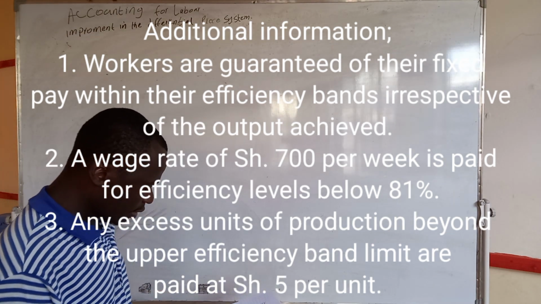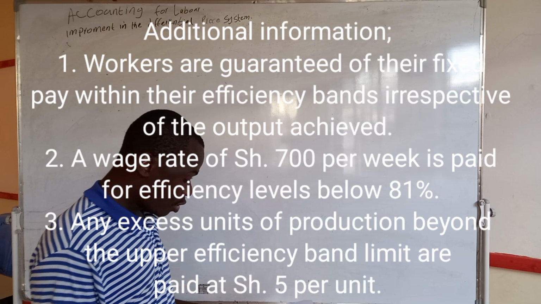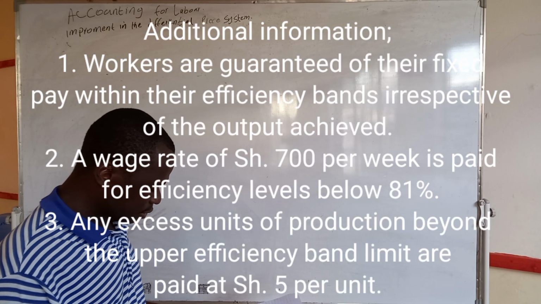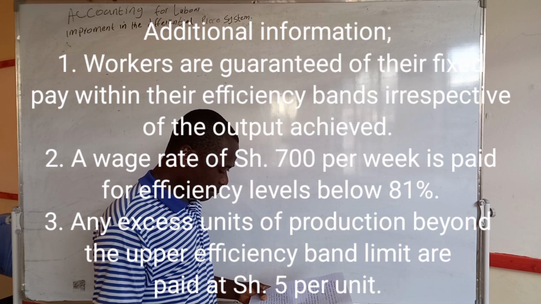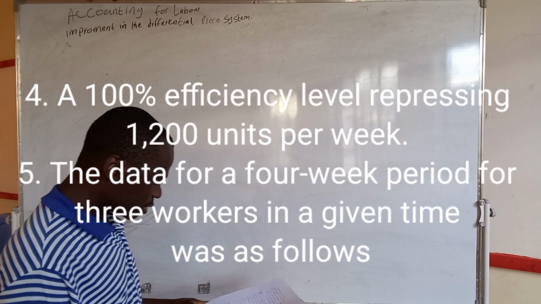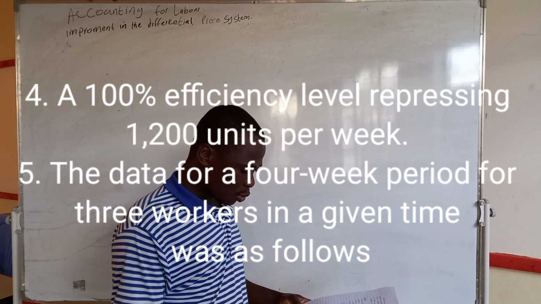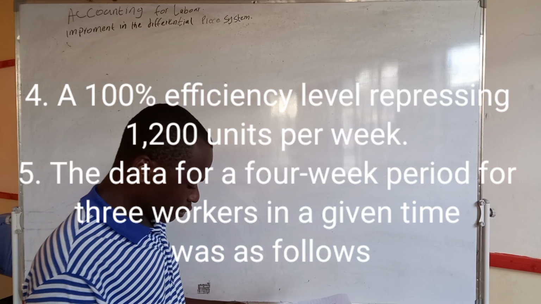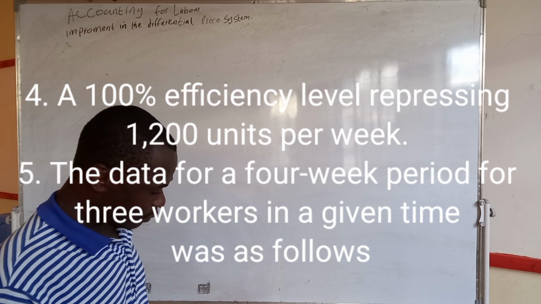A wage rate of 700 per week is paid for efficiency levels below 81%. Any excess units of production beyond the upper efficiency band limit are paid at 5 shillings per unit. A 100% efficiency level represents 1,200 units per week. The data for a 4-week period for the 3 workers was as follows.